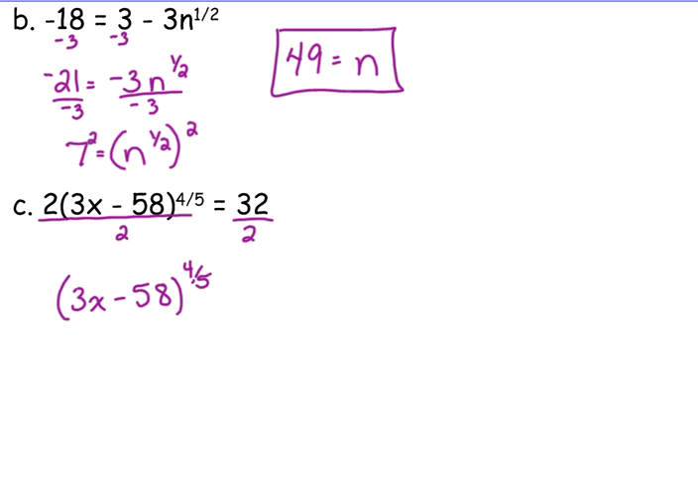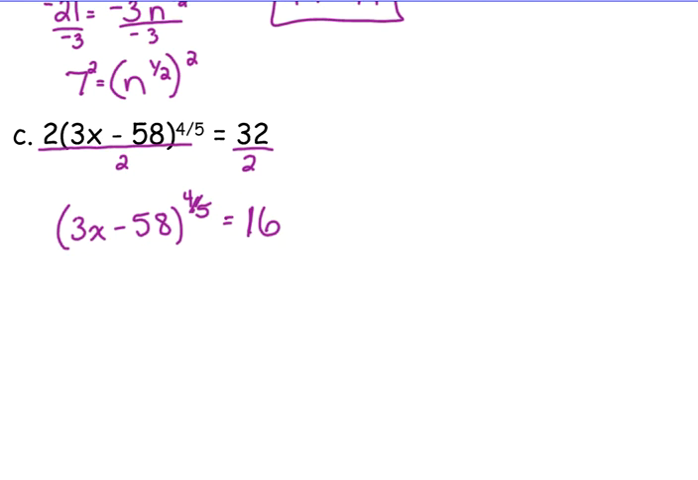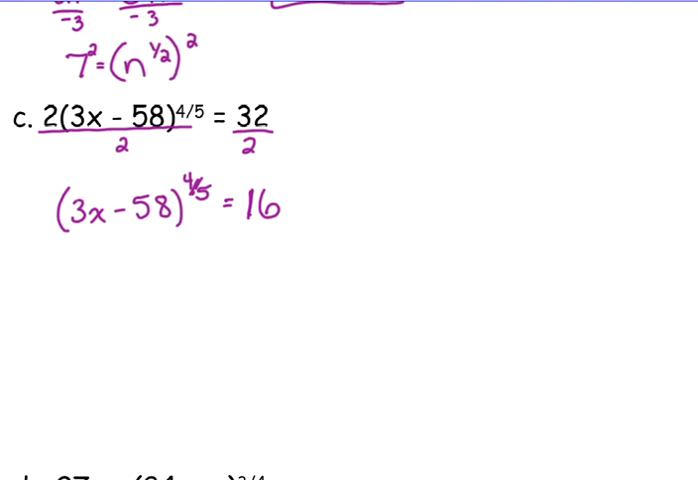So we get (3x minus 58) to the 4/5 is equal to 16. So to get rid of this, we've got to raise it to the reciprocal power. So we raise both sides to the 5/4 power. So now we've got 3x minus 58 is equal to, let's write that in radical form.